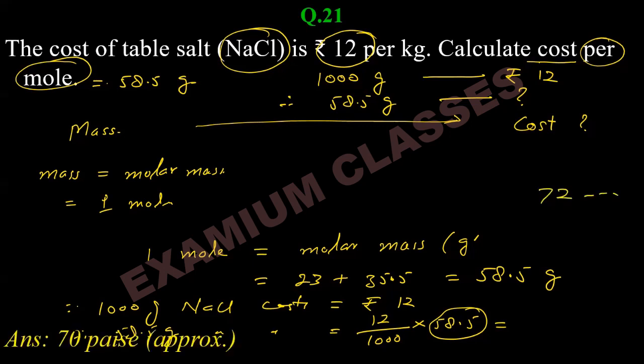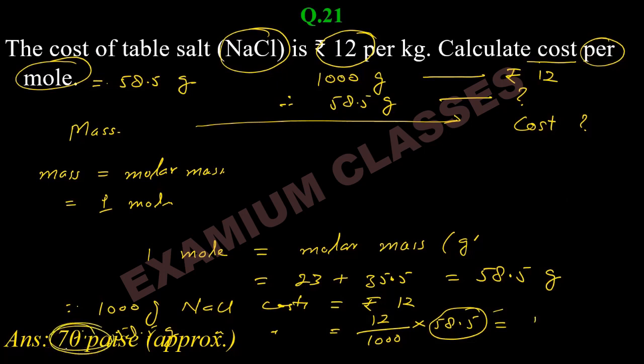Sir, I have taken 58.5 only and it has come 0.702. Then it will be exactly 70, right? So it means our calculations are correct, because I had taken 60 here, so that's why the answer was 72. If it is 58.5, the answer will be 70 paisa.